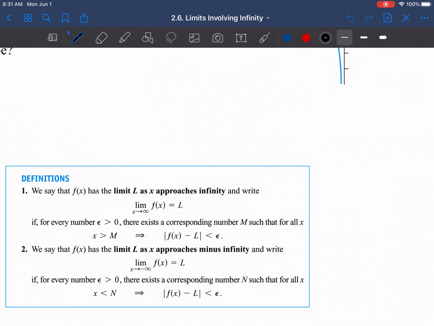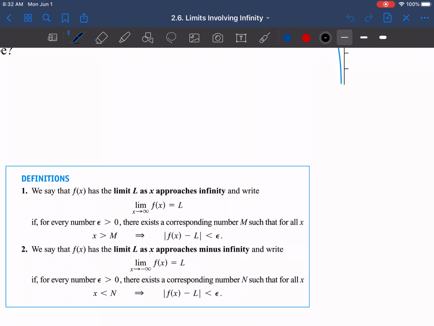All right, take a look here. Definitions: we say that f of x has the limit L as x approaches infinity, and we write it like that: limit as x goes to infinity of f of x equals L, if for every number epsilon greater than 0, there exists a corresponding number M such that for all x, x is greater than M implies that the absolute value of f of x minus L is less than epsilon. So that's going back to our limit definition. And we also say that we have a limit as x approaches minus infinity, and we write it like that, where x goes to negative infinity of f of x equals L.